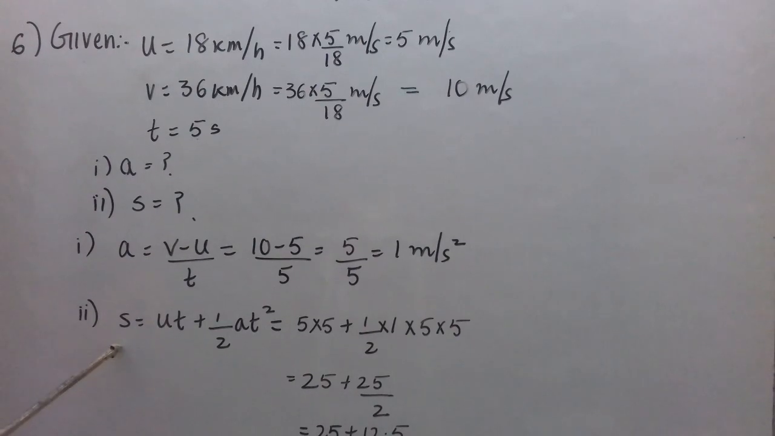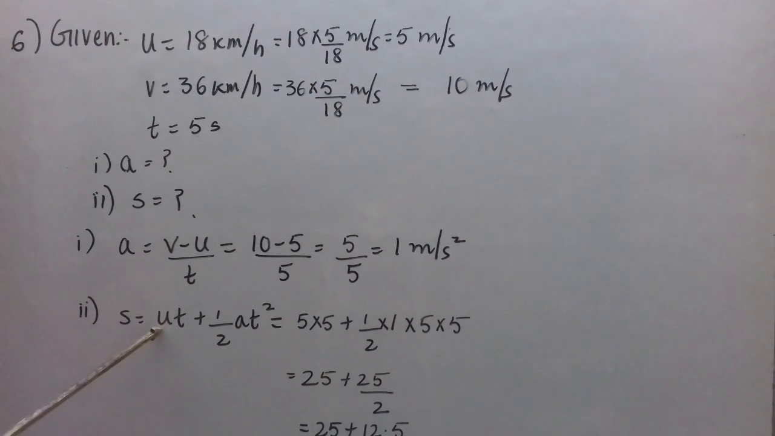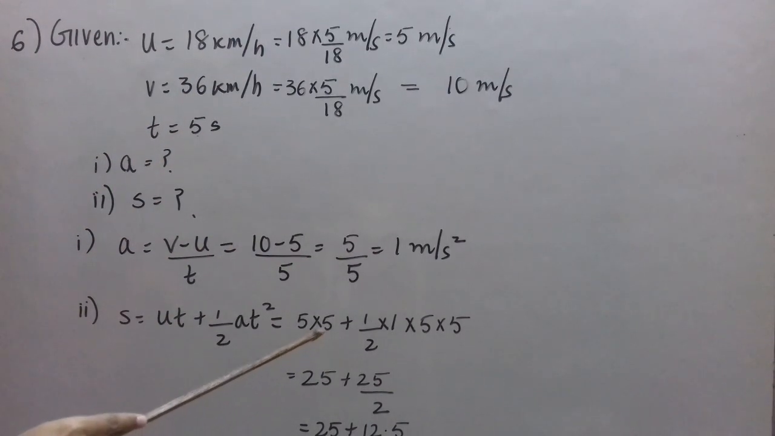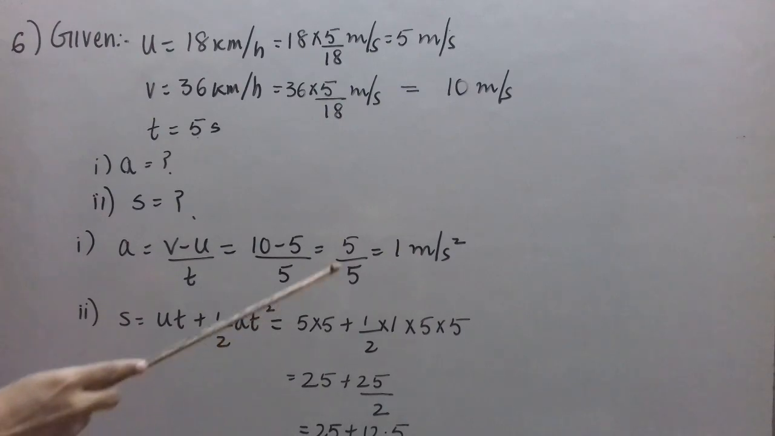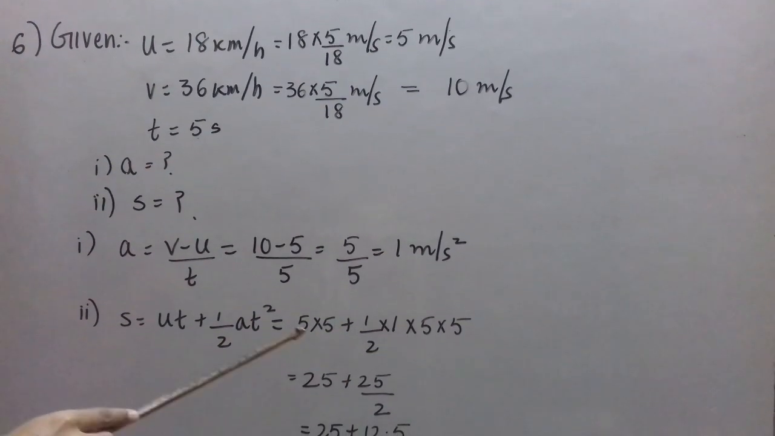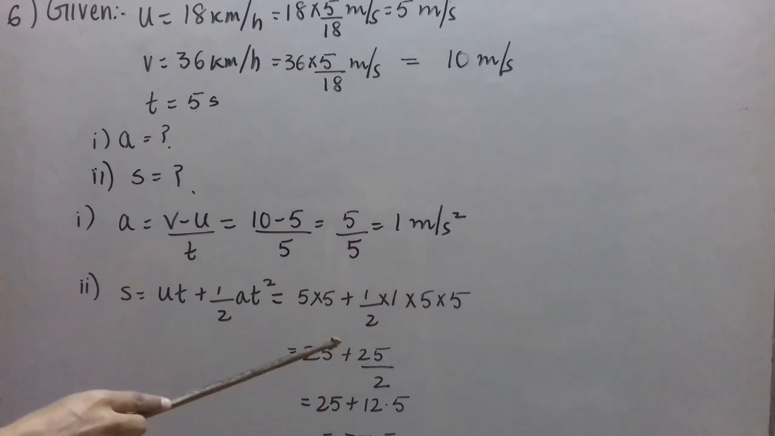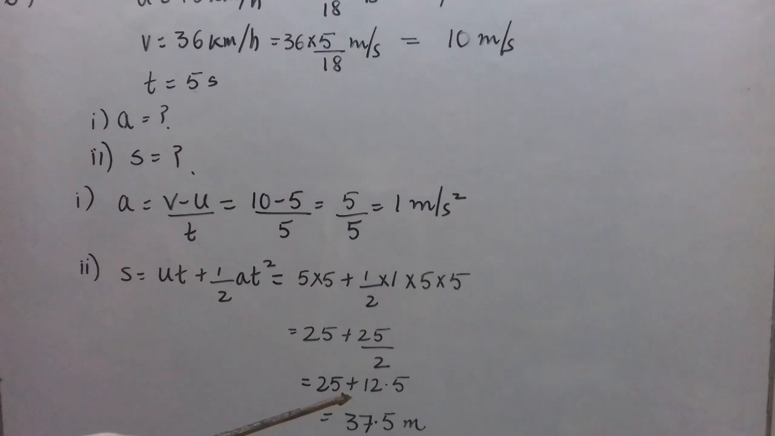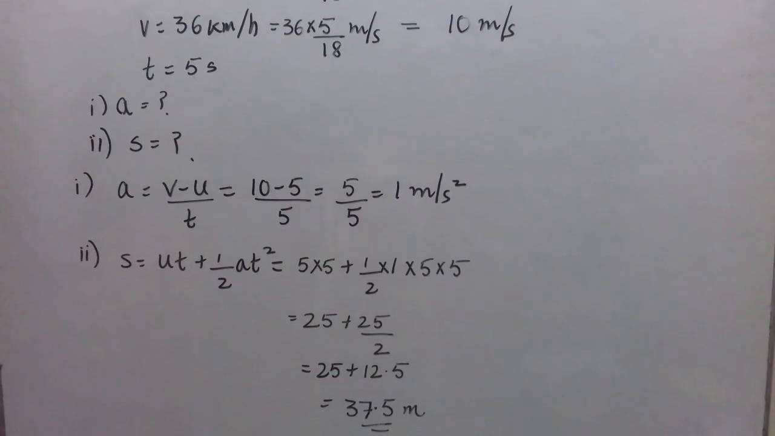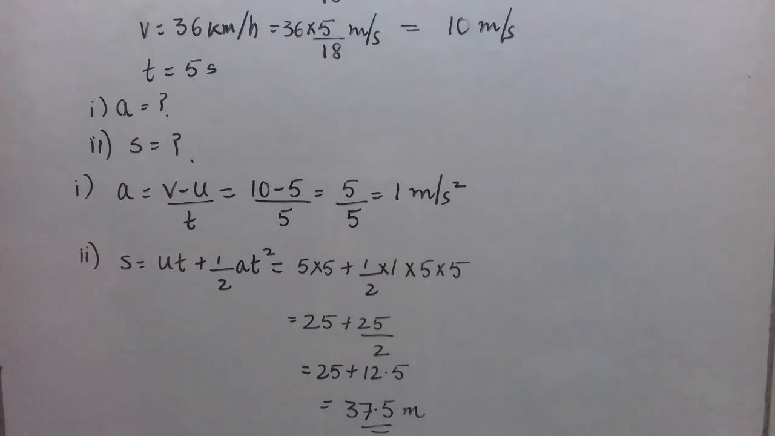For the second, s is ut plus half at square is equal to, u is 5, t is 5, u, t are both 5. So 5 into 5 plus half, a is 1, t square into t is 5, 5 into 5. 5 5s are 25 plus 25 by 2, and 25 by 2 is 12.5. So 25 plus 12.5 is 37.5 meters. So this is the answer for distance covered.